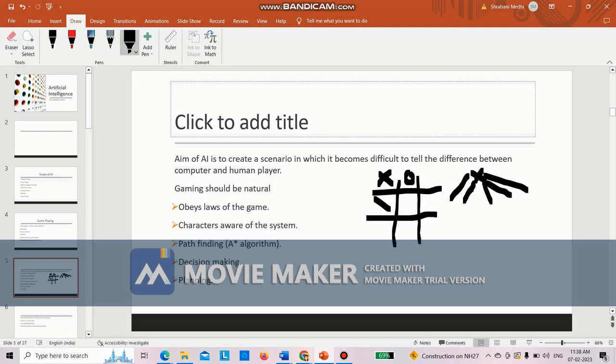Now suppose X decides to give here. If 0 gives here, then X will simply put the X here in order to win the game. Suppose 0, instead of putting in these places, gives here, then what will be the next plan of X? Accordingly, for each and every move, X will have a flowchart. Similarly, circle will also have a flowchart. The main aim is to achieve the goal test, or the goal, that is, to put all the marks in horizontal, vertical, or diagonal positions.